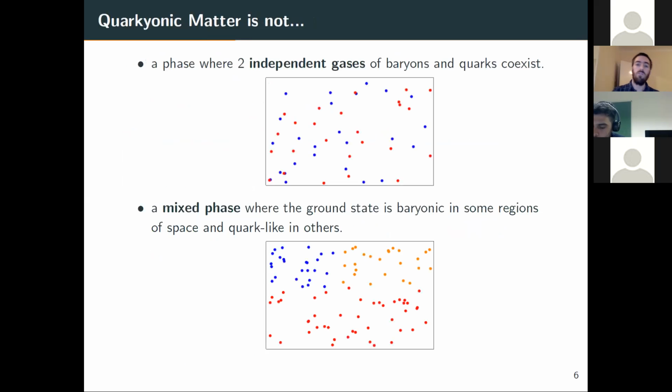So it's easier to say what quarkyonic matter is not than what it is. It's not a phase with two independent gases of baryons and quarks coexisting in the same space, and it's also not a mixed phase where the system is in a baryonic phase in some region of space and in a quark phase in some other region. It's neither of those things.